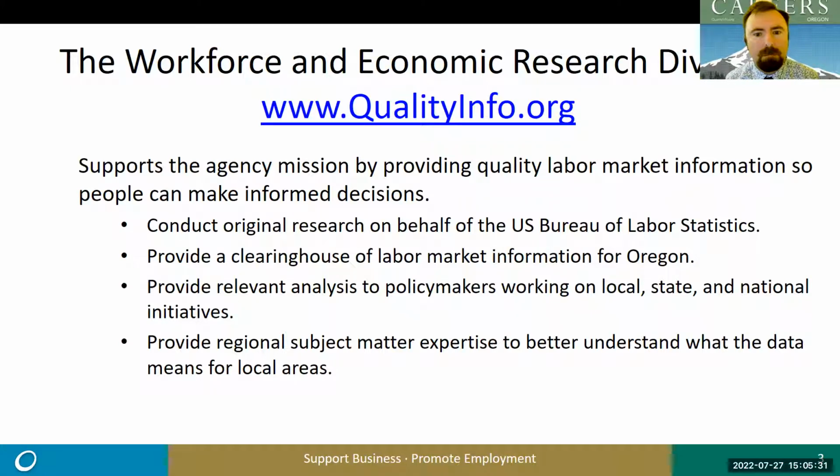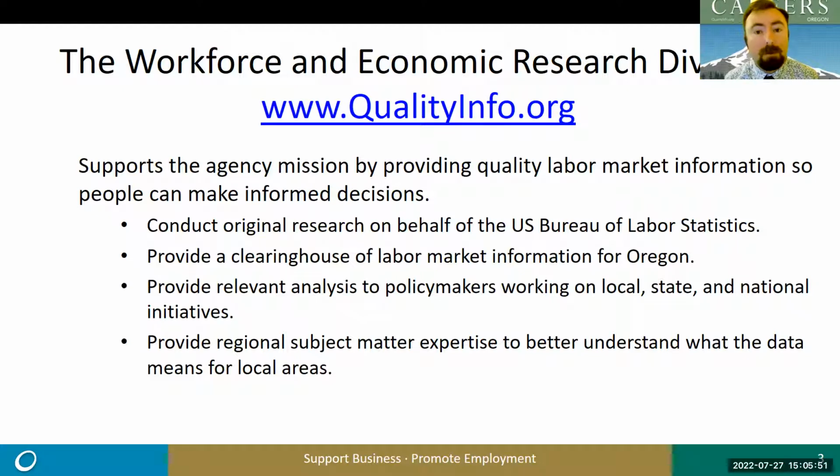We also provide a clearinghouse of that information. That's our website, qualityinfo.org. That's that primary resource. And when we talk about what the state considers the official labor market information numbers, it's qualityinfo.org that is providing that baseline set of information.